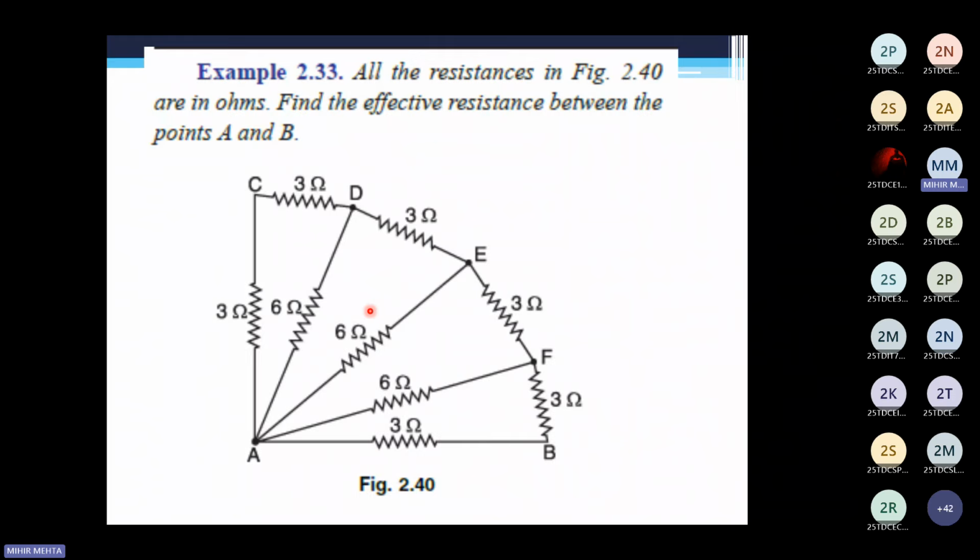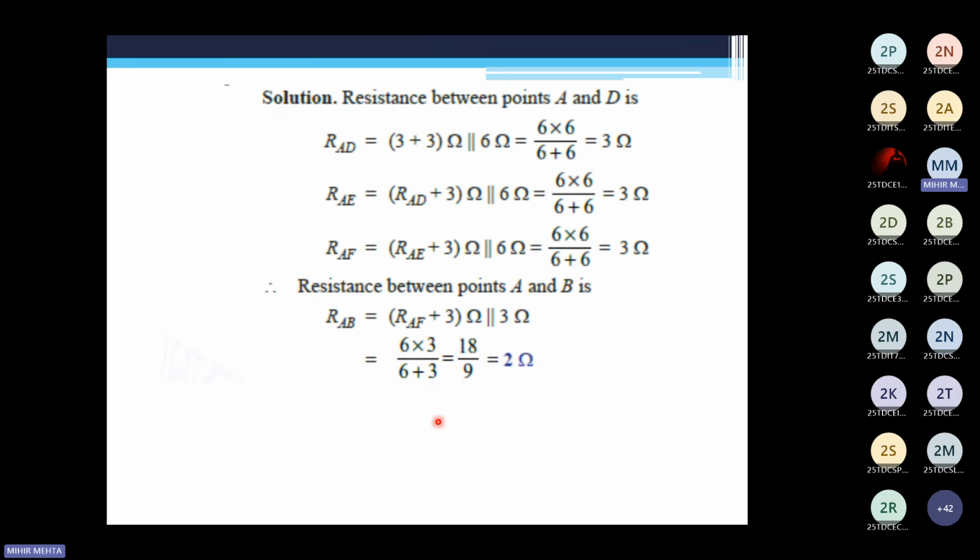A and D. So again 3 ohms in series with EF, that is 3 ohms. So again this particular resistance 3 plus 3, that is 6 ohms. Parallel 6 ohms with A and F gives me the equivalent resistance of 3 ohms. And A and F is again 3 ohms in series with 3 ohms, that is 6 ohms. So 6 parallel 3 is the final resistance between terminal A and B. So once you solve this, you'll get your final answer as 2 ohms.